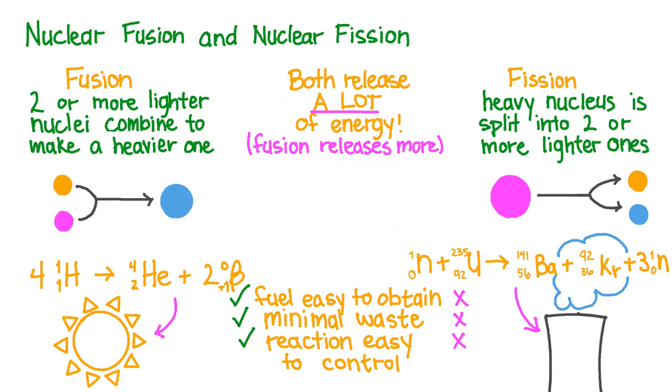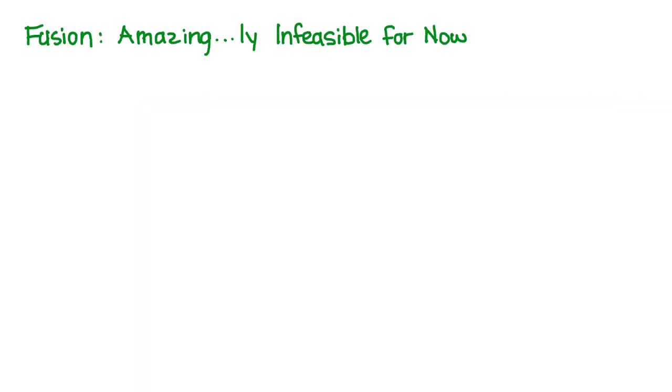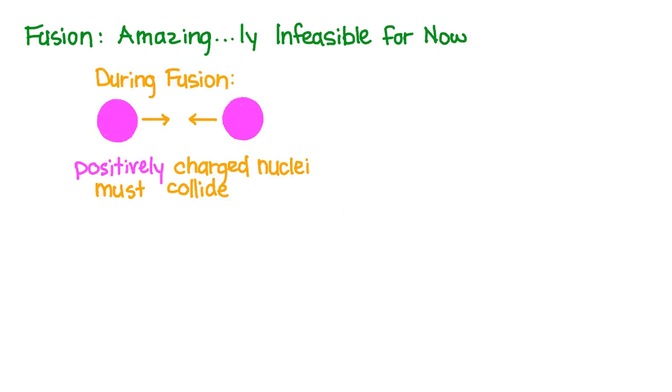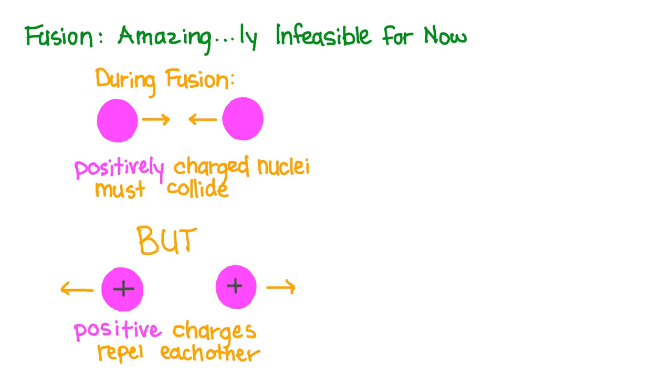So if nuclear fusion has all of these benefits as a source of energy compared to fission, why is it that we use fission in nuclear power plants? Well, as amazing a source of energy as fusion could be, it's unfortunately not a feasible source of energy production right now. The reason for this has to do with the fact that during fusion, positively charged nuclei must collide with each other in order to combine. But as we know, positively charged things tend to repel each other.